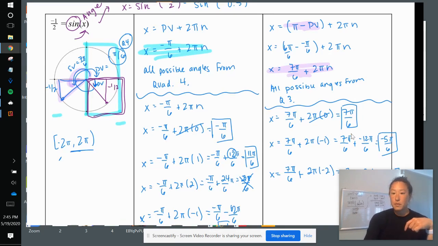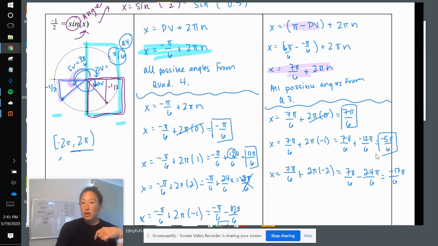7 minus 24 is negative 17 over 6 pi. 17, you can't see because I'm in the way. Okay, 17 pi over 6 there. That is greater than 2. 6 goes into 17 more than 2 times, so that is not an answer.